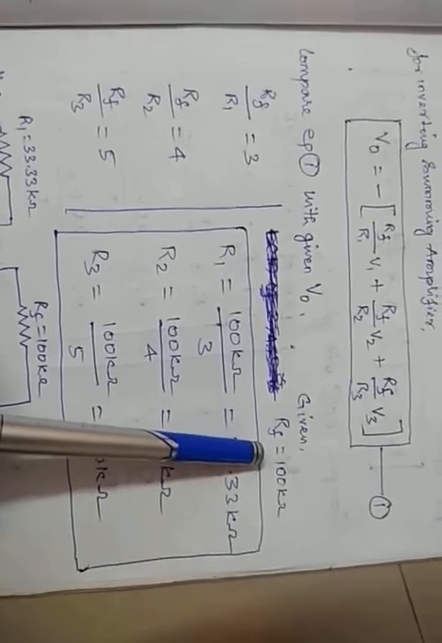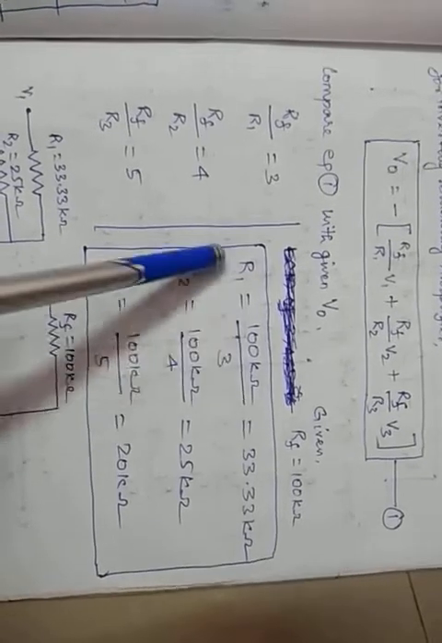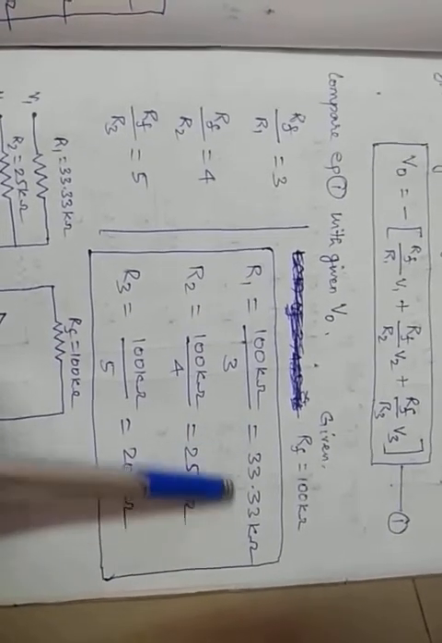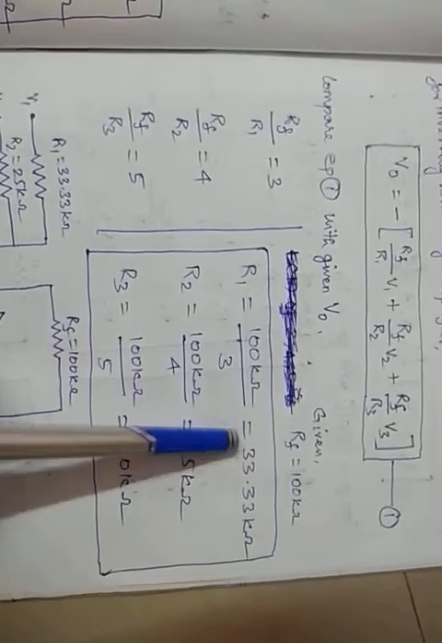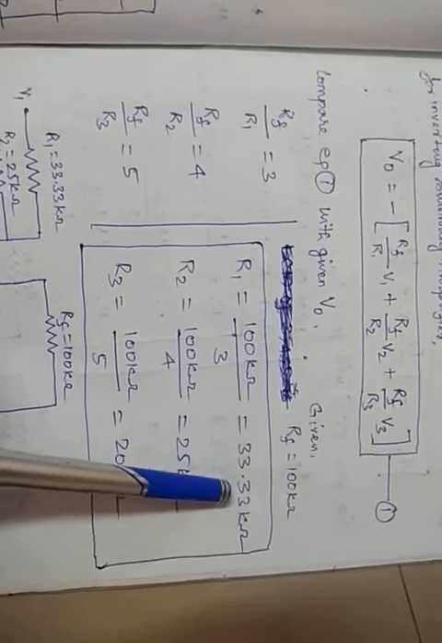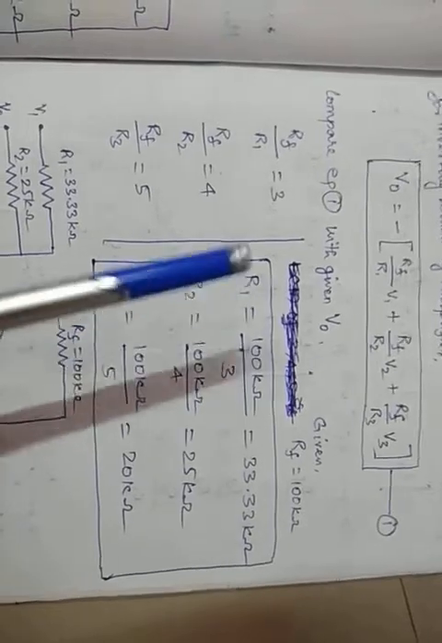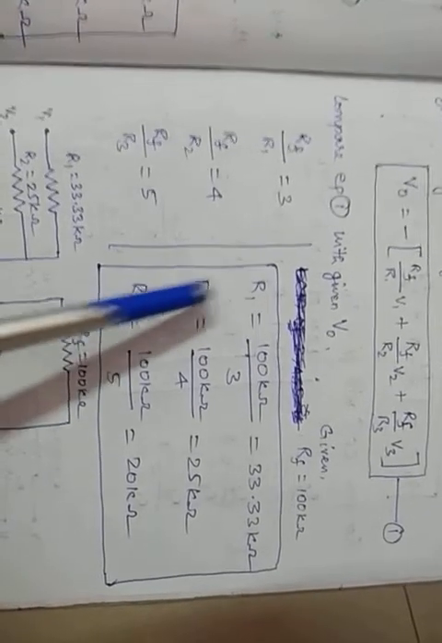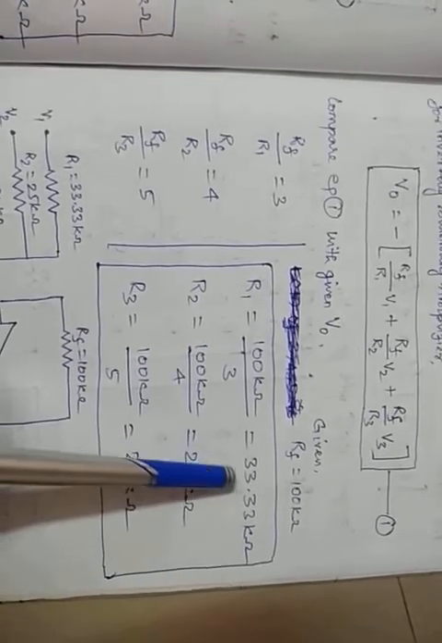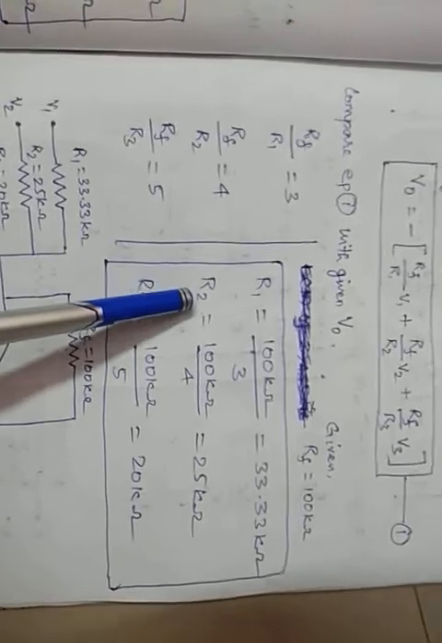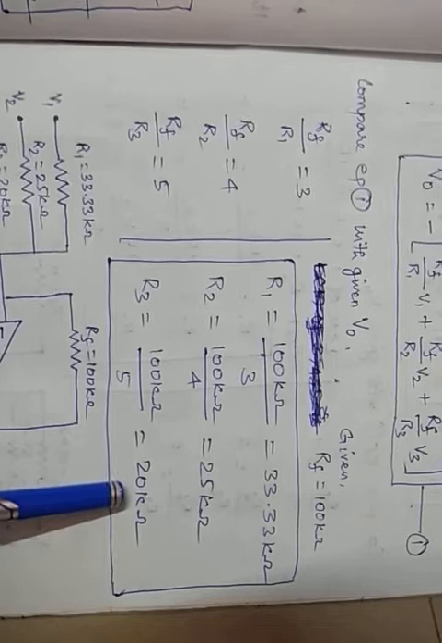And one more thing: if Rf is given, when you calculate any one of these resistors, suppose here the R1 resistor is a fraction value, don't mind if any one of the resistors is a fraction value. Take the Rf value whatever is given in the question, solve accordingly, and calculate the resistor values R1, R2 and R3. So substituting this Rf value, we get the R1 value, that is 33.33 kilo ohms, R2 value 25 kilo ohms, R3 value 20 kilo ohms.